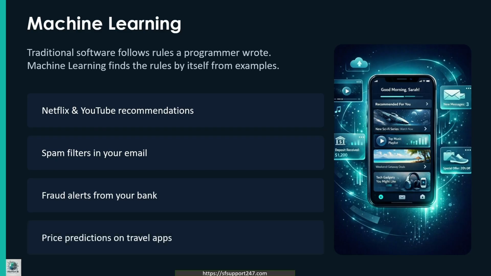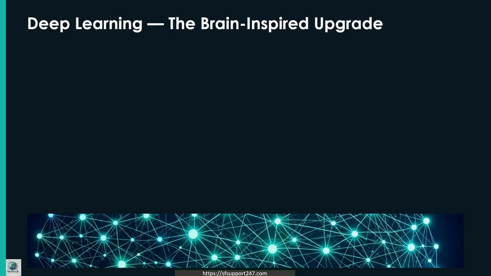Another one is price predictions on travel apps, certain things. Deep learning is another subset of artificial intelligence. This is the brain-inspired upgrade.